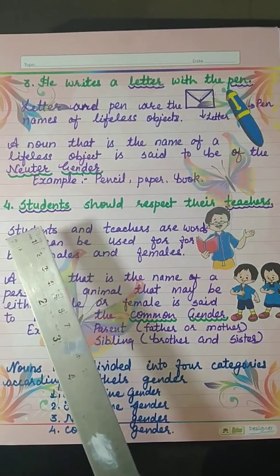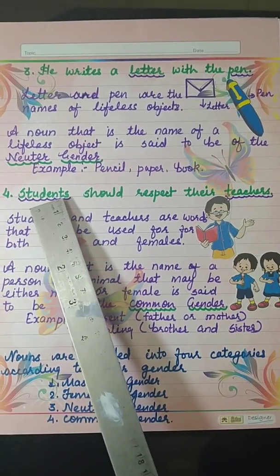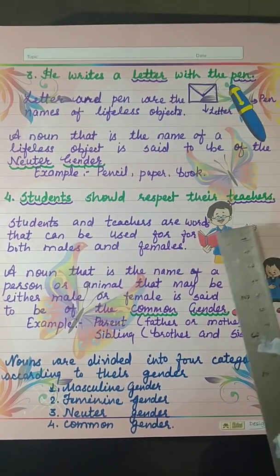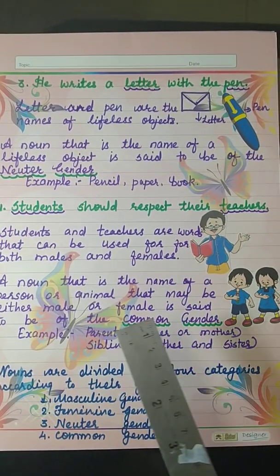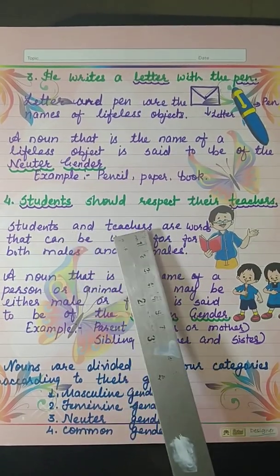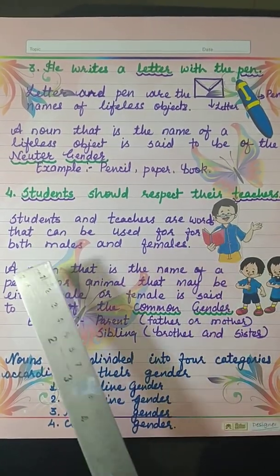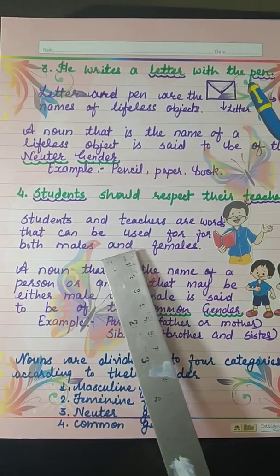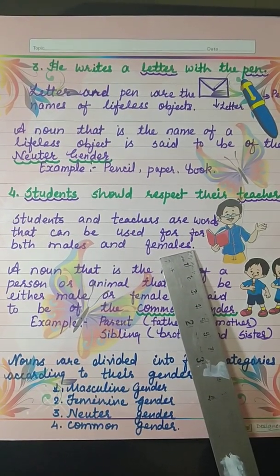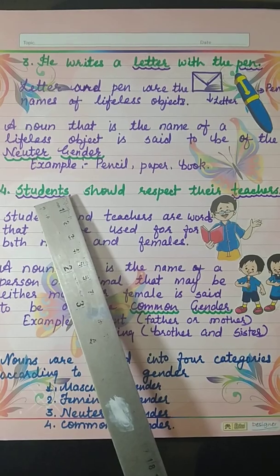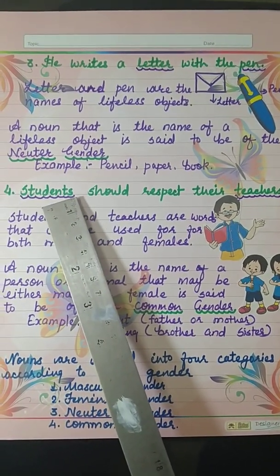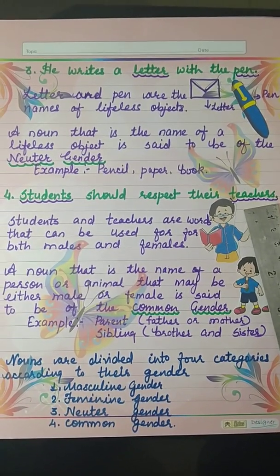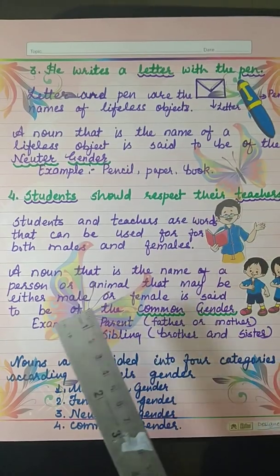Now fourth category is common gender. Students should respect their teachers. Okay. Now here's the teacher and there are students. Students and teachers are words that can be used for both males and females. Means students can be boy or a girl, maybe it can be male or female, and teacher is also sir or madam. Means we can use these words for both.